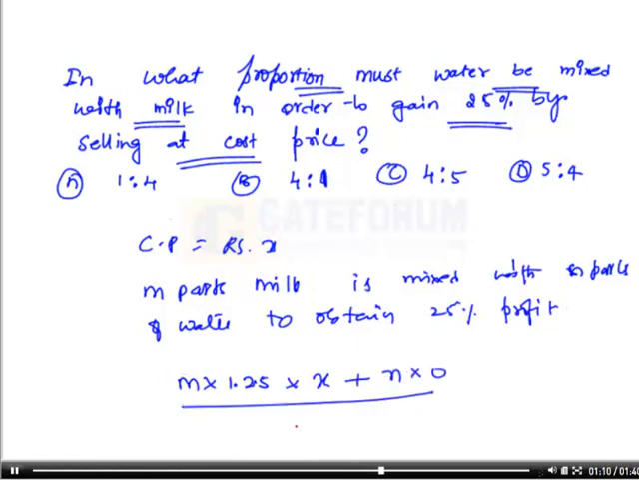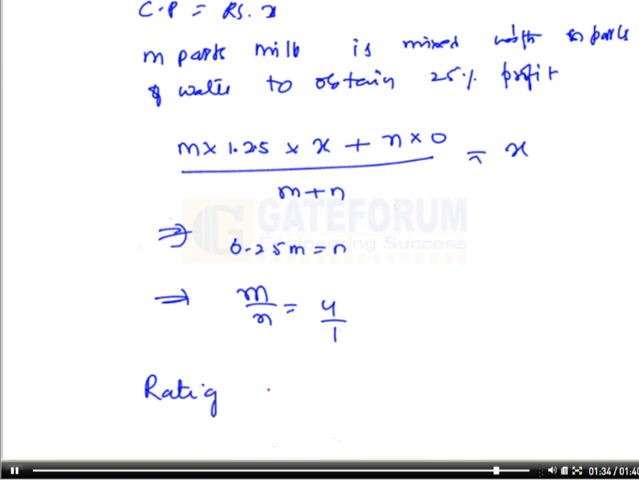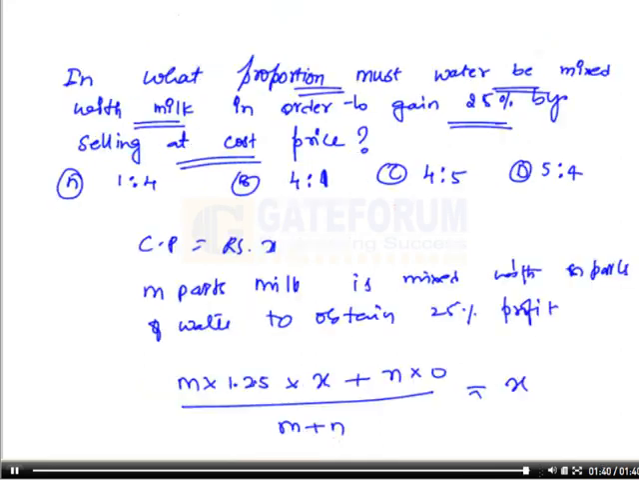In this mixture, totally, the milk is M plus N, M parts of milk and N parts of water. So combined, I am saying milk, that will be equal to X as we are selling it for the cost price. If we simplify, it will be 0.25 M is equal to N, which implies M by N is equal to 4 by 1. Hence the ratio of water to milk will be 1:4. That is option A.